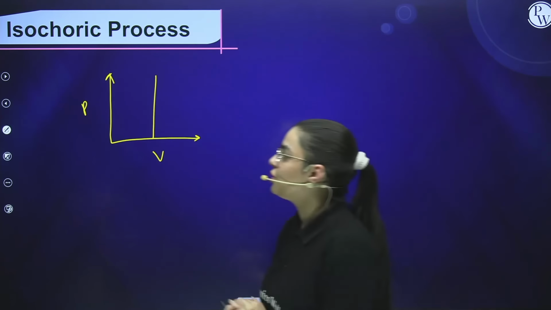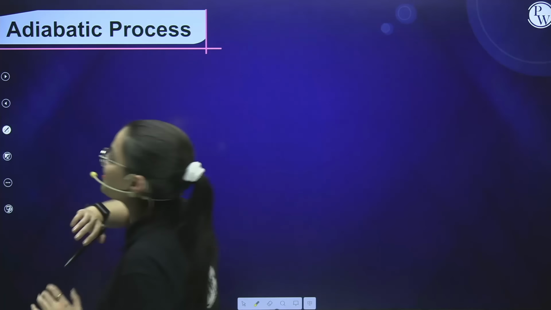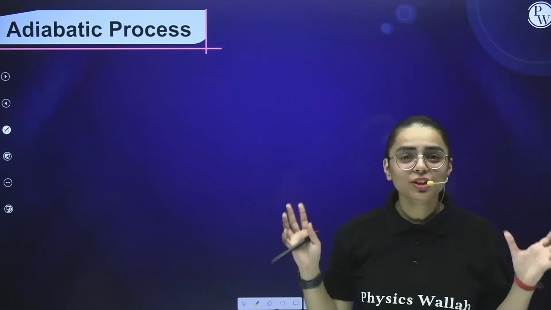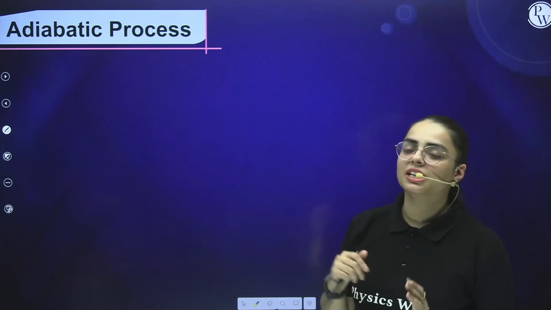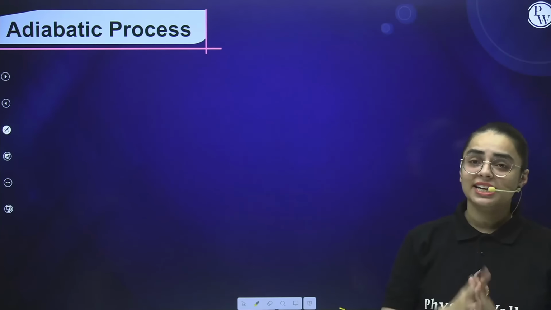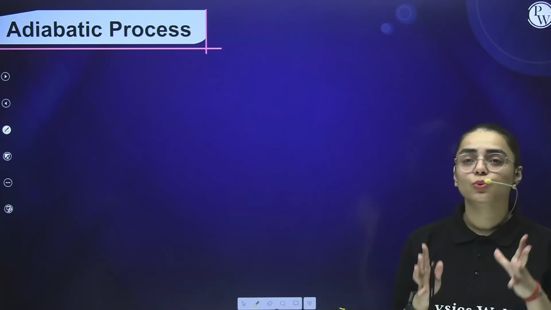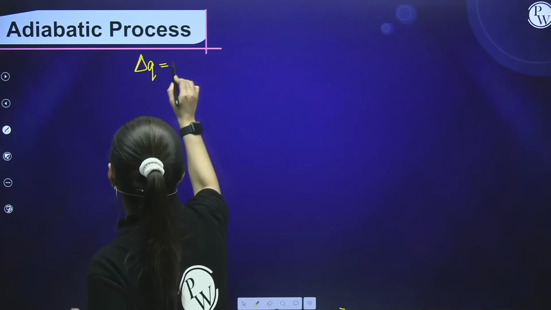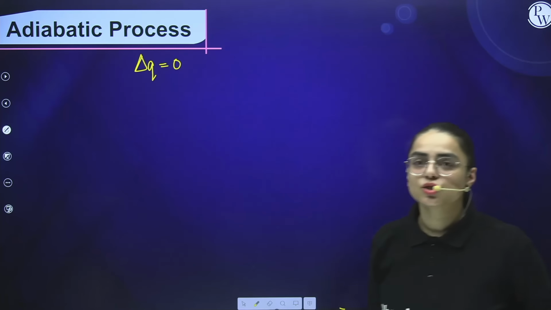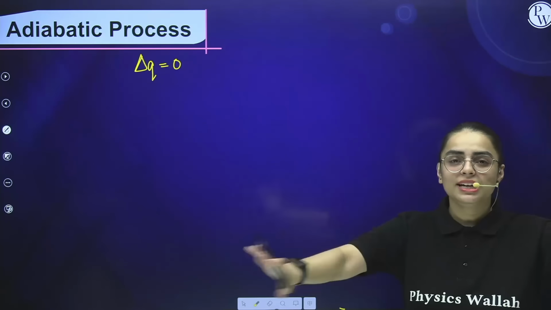Now moving forward towards the next thermodynamic process, which is the adiabatic one. Now we are going to put all of these processes in a single diagram, so no need to worry about it. Adiabatic process is the one in which no heat exchange occurs. That means delta Q will be 0. Over here, what we are going to observe is that delta Q, that means heat exchange, is going to be 0. There will be no heat exchange.